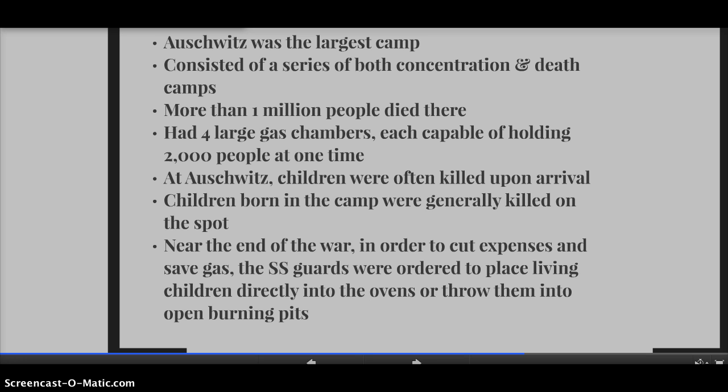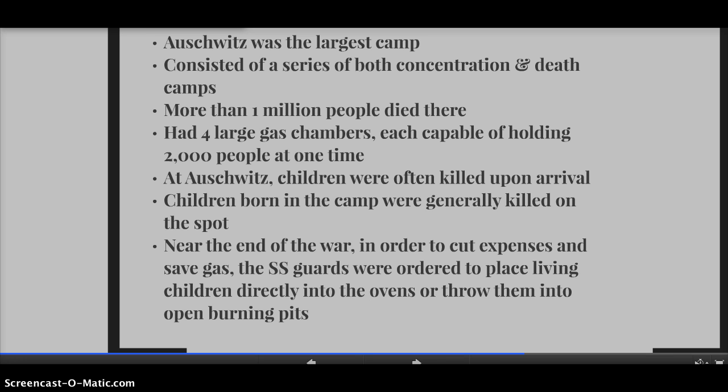So this camp was the one that did the most damage. They were able to essentially, if they wanted to, get rid of 8,000 people at once. You put 2,000 people in each one of those gas chambers, and they were eliminated in a terrible, terrible way. At Auschwitz, children were generally killed upon arrival, and children that were born in the camp were generally killed on the spot near the end of the war.